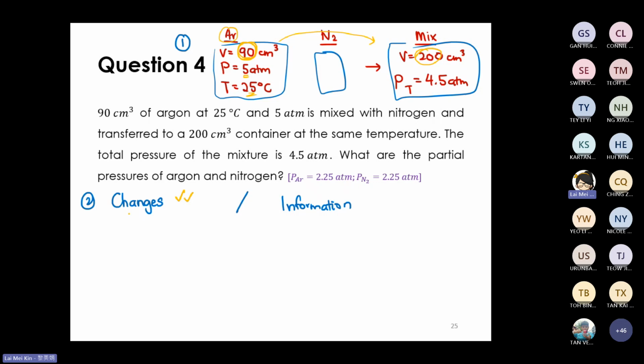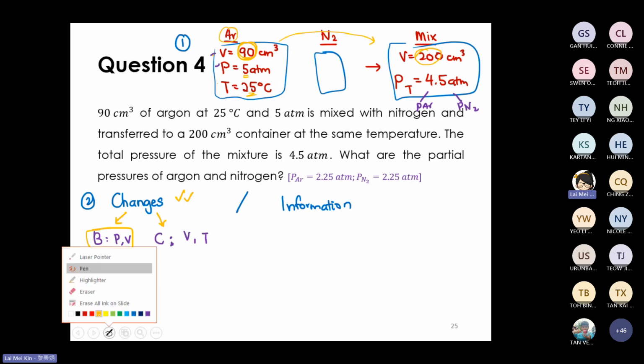If there are changes, then you decide: the information that they give you, is it referring to Boyle's law or Charles' law? If it refers to Boyle's law, you will have the pressure and volume. If it refers to Charles' law, you will have the volume and temperature. So do these changes involve Boyle's or Charles'? Boyle's, because they give you pressure, they give you volume, they ask you to find the partial pressure of argon and nitrogen. Then you know you are going to use Boyle's law.